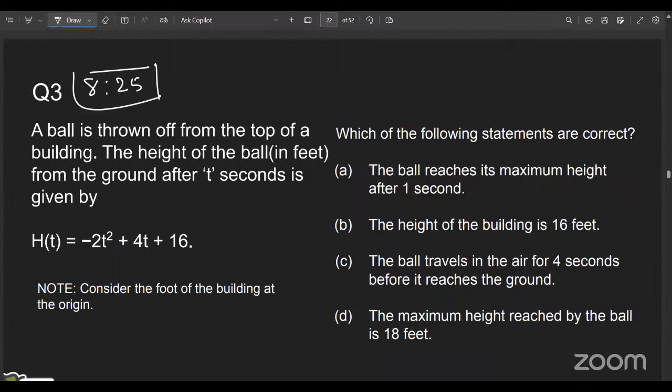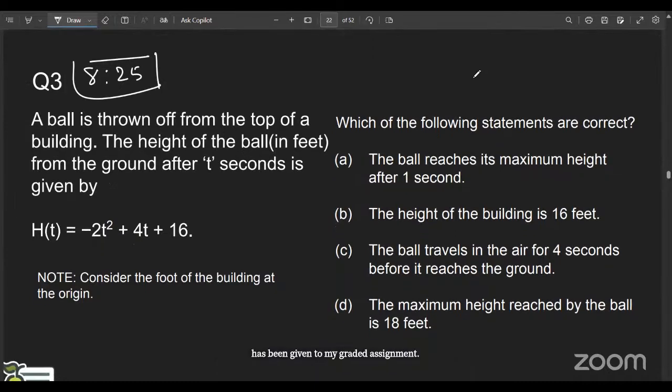Hello, ma'am. Yes. Does someone want to ask something? Ma'am, I am facing a problem with some question that has been given in my graded assignment. I can't share my screen, so I'm not able to show you that. You can tell me verbally if possible.